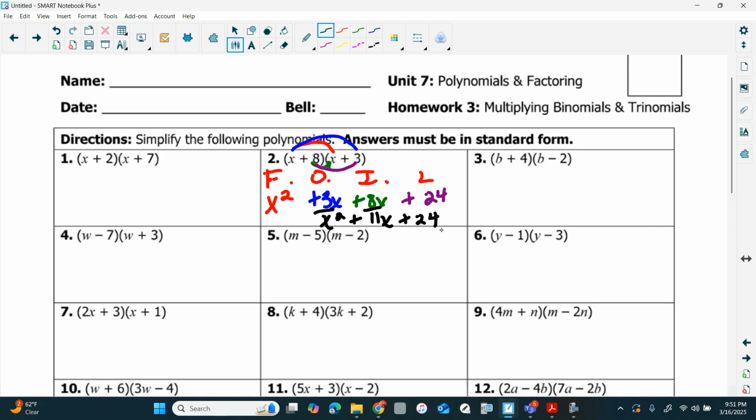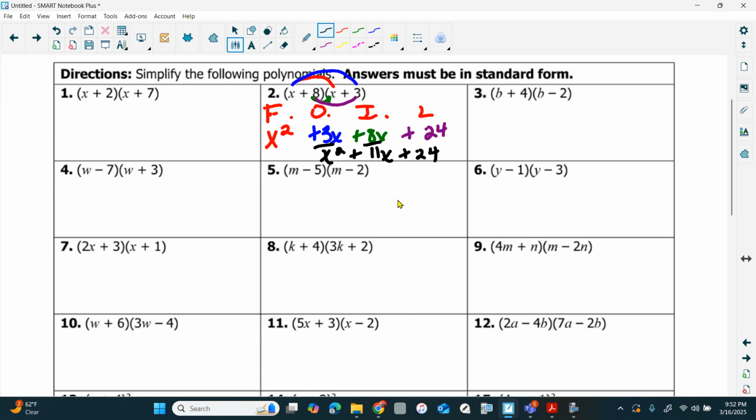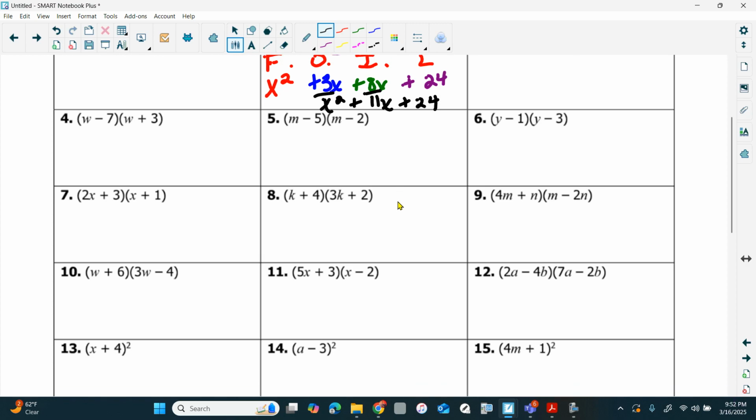So this is why the practice on the IXL is very important, because I'm really going to check your understanding with your IXL score, excuse me, and with this worksheet.